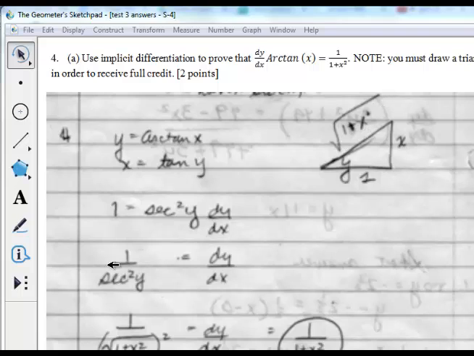So now back to this part here, we're trying to determine what the secant squared of y is. Well, the secant is 1 over the cosine. So we have 1 over 1 plus x squared, which turns out to be 1 over 1 plus x squared.